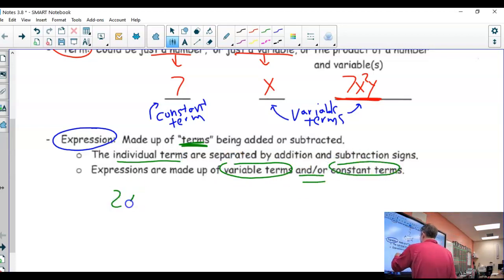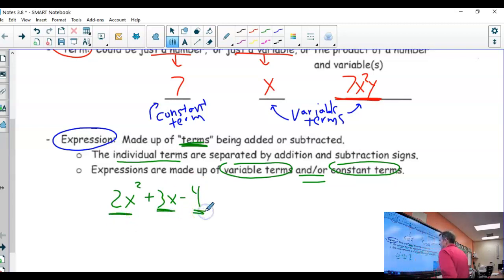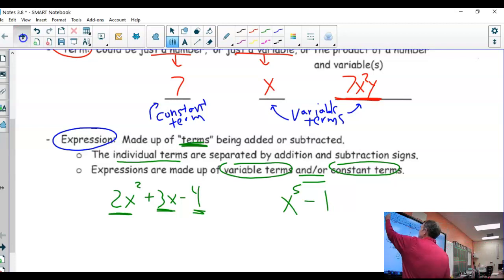So maybe we have 2x squared plus 3x minus 4, right? That would be an expression with 3 terms. Right? Terms are like the building blocks that make up an expression. And maybe we have something like x to the 5th minus 1. That would be an expression with 2 terms, right? All right, enough about that.